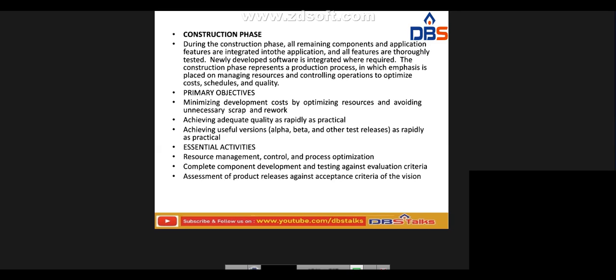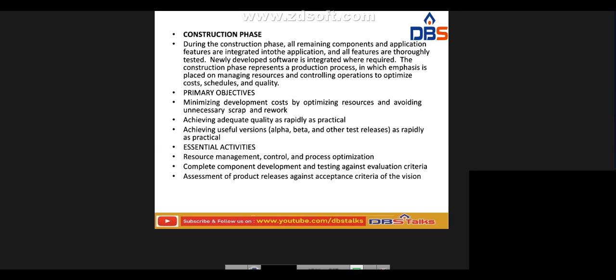Okay. So the construction phase represents a production process in which emphasis is placed on managing resources and controlling operations to optimize cost, schedules and quality. And in the construction phase, what are the primary objectives? Minimizing the development cost by optimizing resources and avoiding unnecessary scrap and rework. So here we optimize the cost, and all unnecessary rework we have to avoid. And achieving adequate quality as rapidly as practical, so practically we have to achieve good quality and a useful version, that is the alpha version, beta version or other test releases, as rapidly as practical.